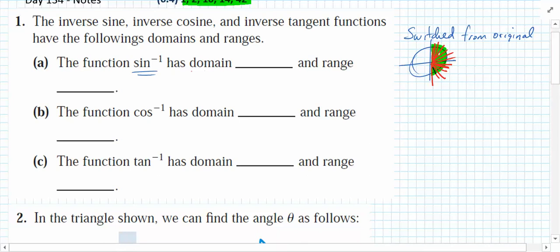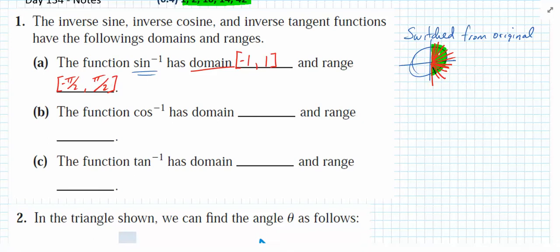The inputs or domain for this function would be any number between -1 and +1, since those were outputs or ranges from the original sine function. And the range of our inverse sine would be negative pi over 2 to positive pi over 2. So in other words, we should only be able to input numbers between -1 and 1 into the sine inverse function, and we should only see results between negative pi over 2 and positive pi over 2.